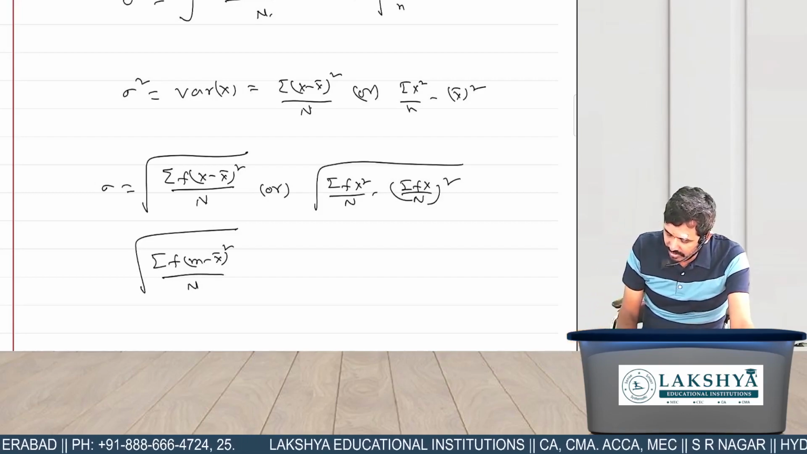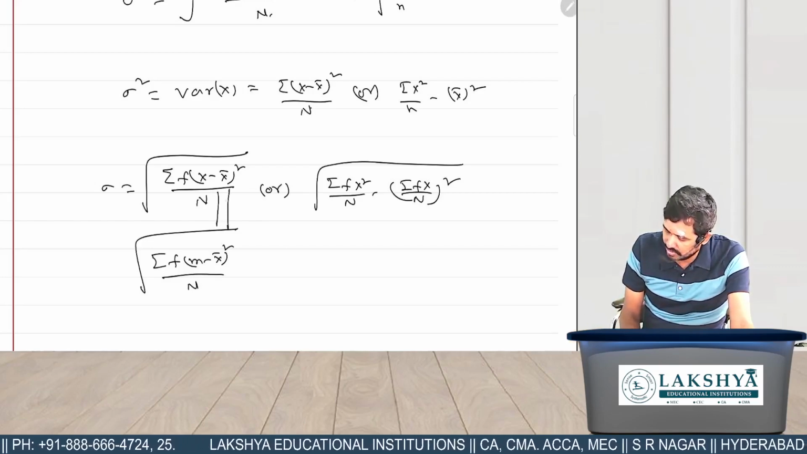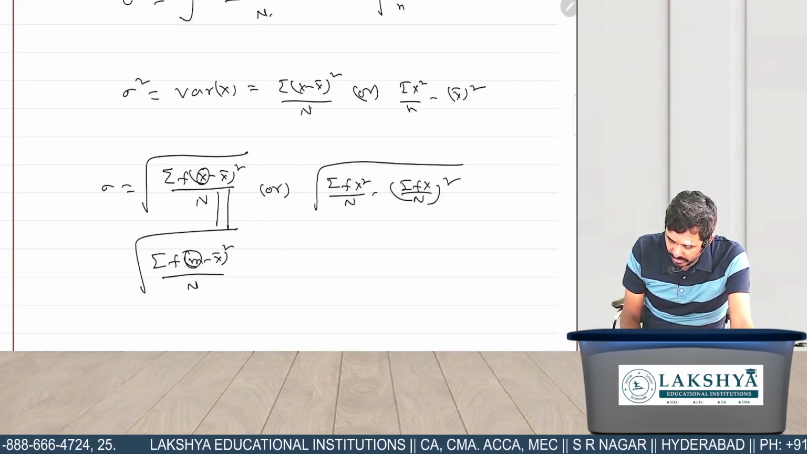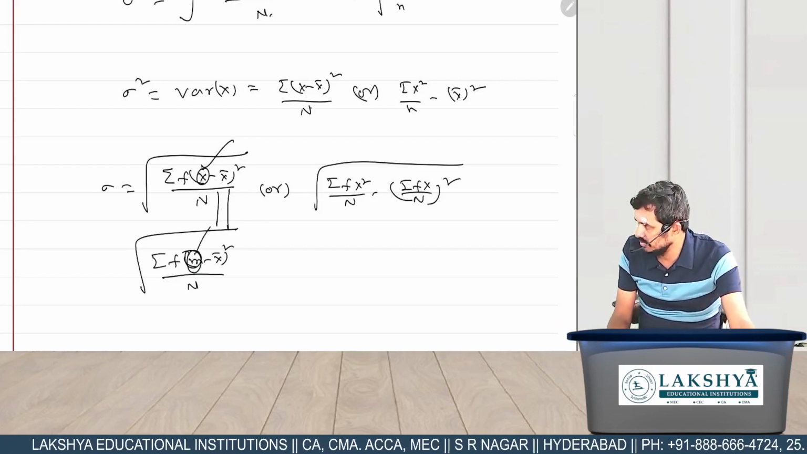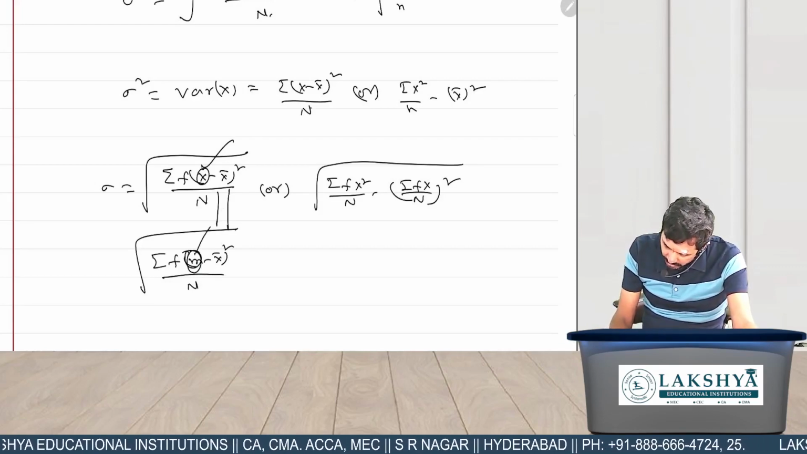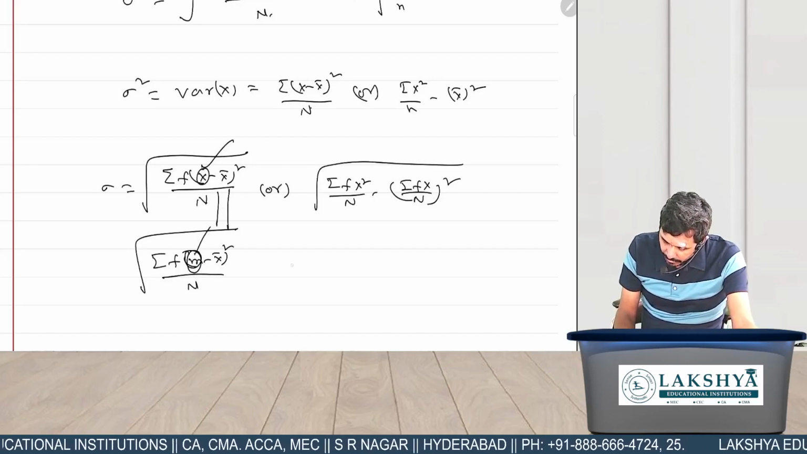Right. Okay. No difference between these two. Just only one notation is different. In this case we write it as X. In this case we write it as M. Okay. Right. The next one is for step deviation.